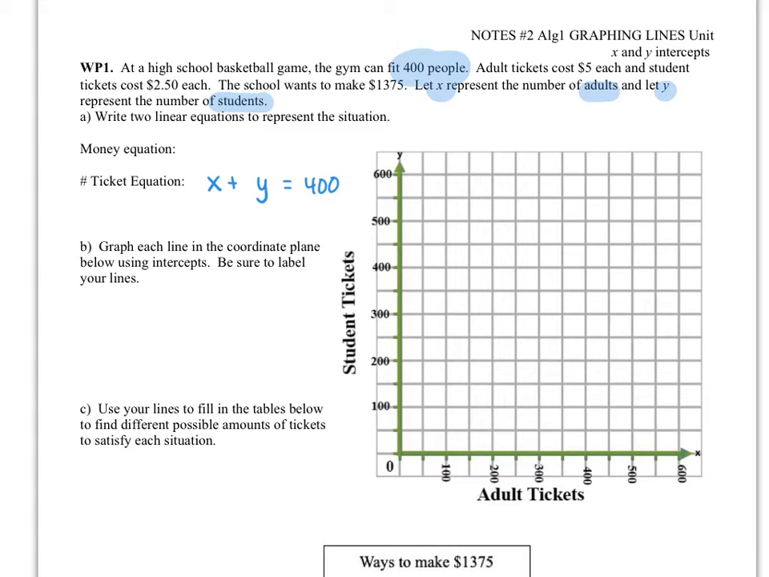Because again, I know 400 is my total. I don't know how many are adults, I don't know how many are students, but I know that if I add those two groups of people together, their total would be 400.